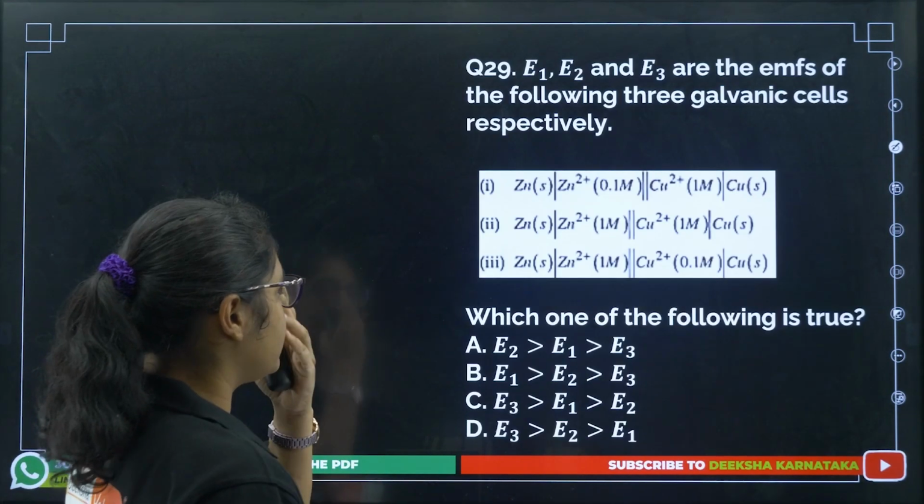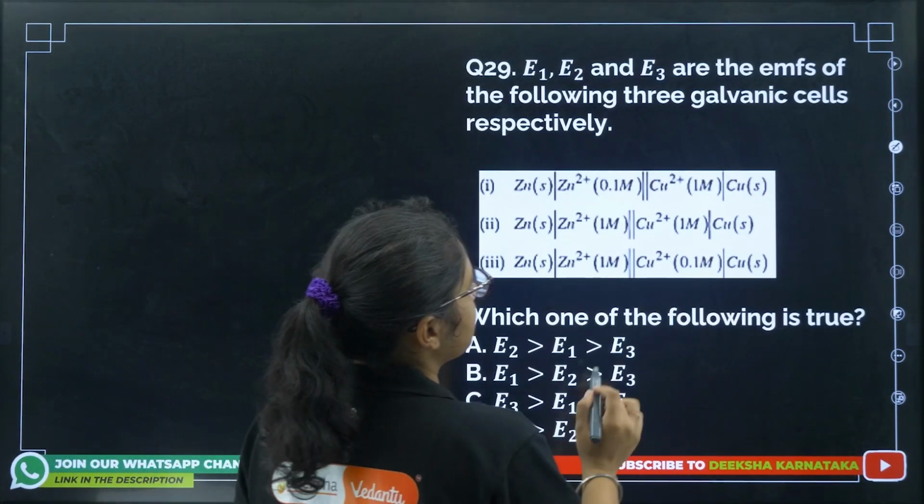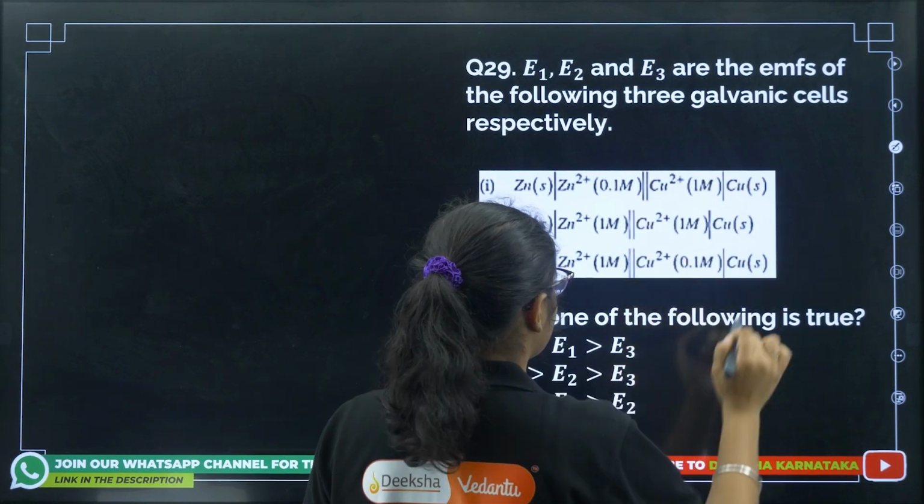Okay, now coming to the next question here. E1, E2 and E3 are the EMF of the following three galvanic cells.